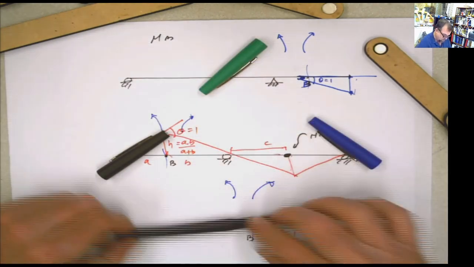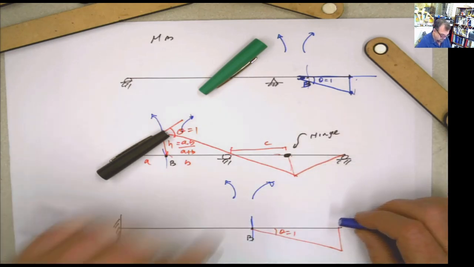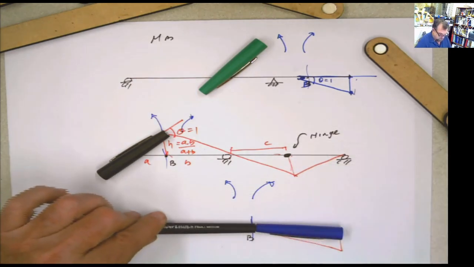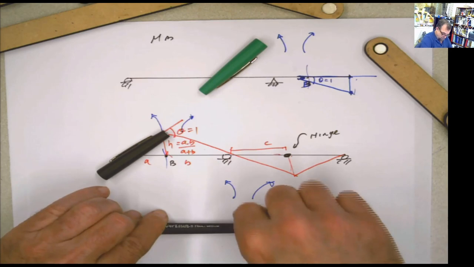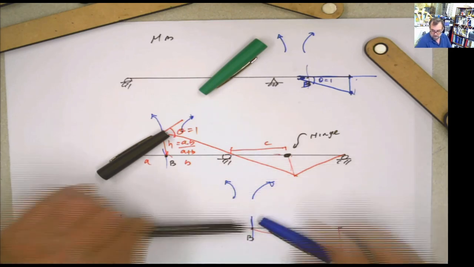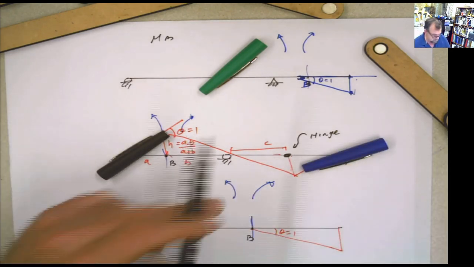If I want to do this one, I do this one like that, and I put the hinge here. Okay, move it. This doesn't move. Apply the moment. This moves like that. You can do it like that. You can do it whatever way you want.